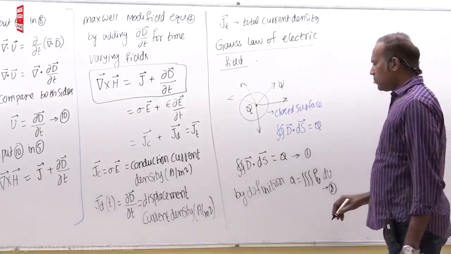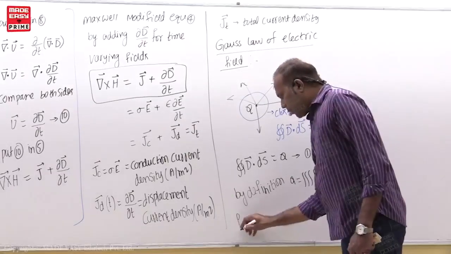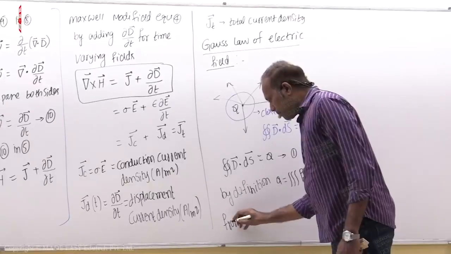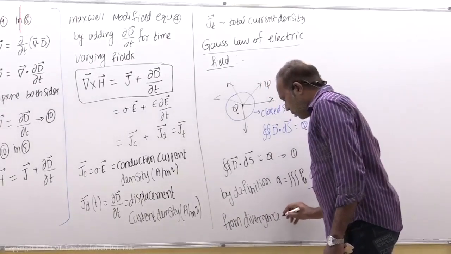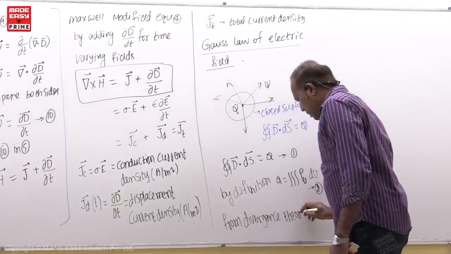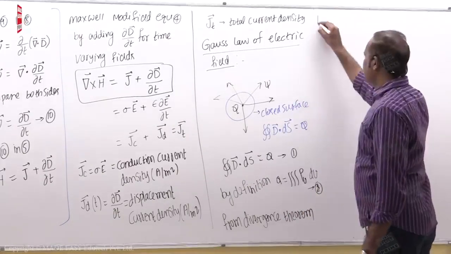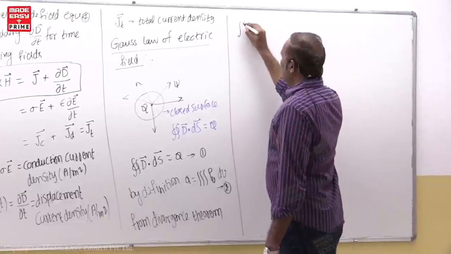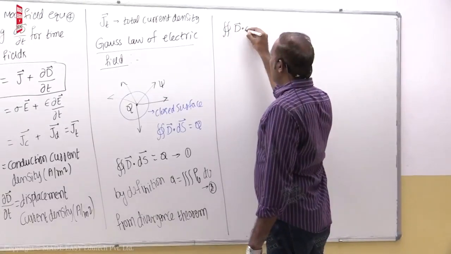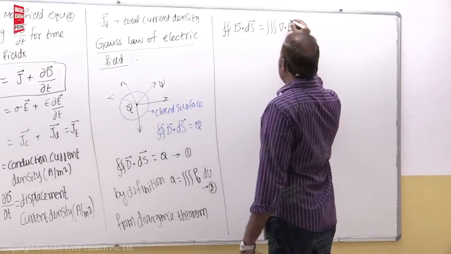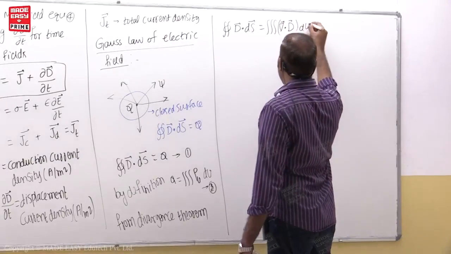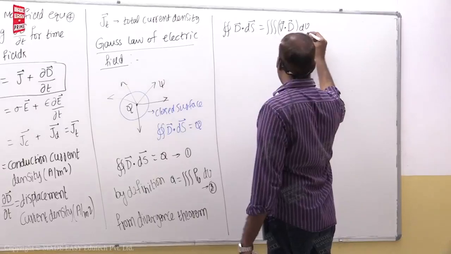This is equation number 2. And also from the divergence theorem, double closed D bar dot dS bar is equal to triple integral divergence of D bar dV. This is equation number 3.